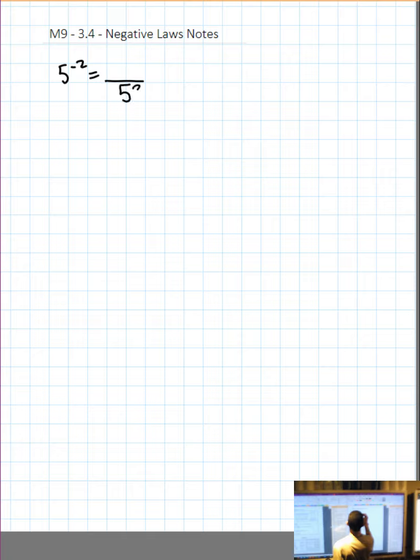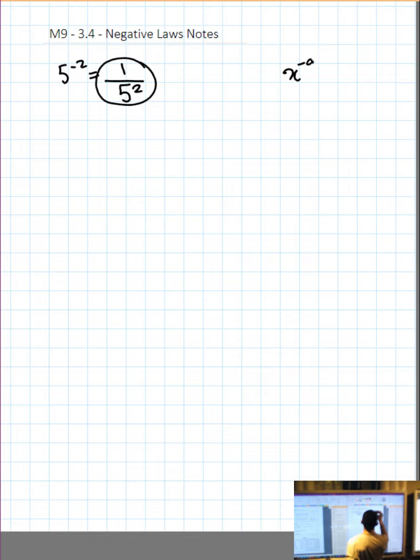So 5 squared on the bottom. The exponent was negative on the top, so it's positive on the bottom. Then we're just going to put a 1 on top. Not always. Circle your answer. So again, bring it to the bottom, make the exponent positive. As you can see in the notes, you've got the rule.